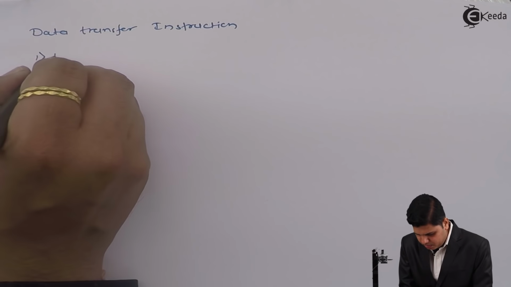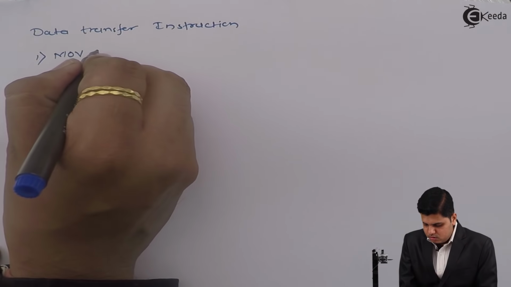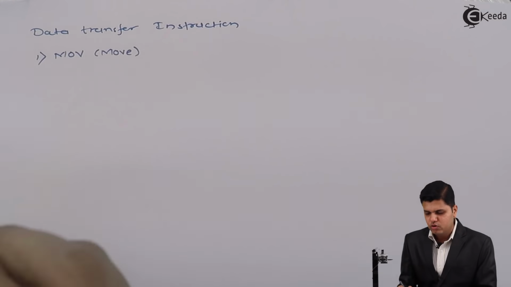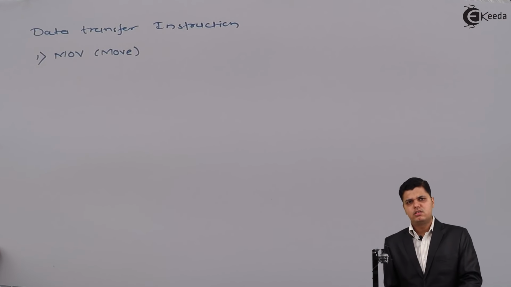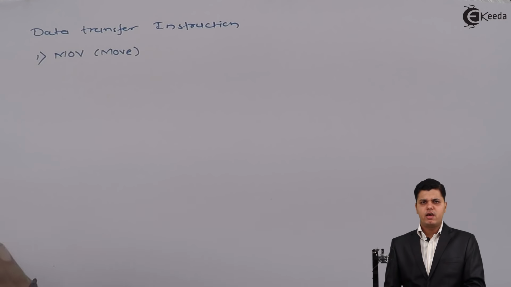So first is MOV. MOV is the mnemonic for that instruction, and the instruction is named as move. What this instruction does is copy the contents of the source, whether it is a memory or an immediate data or a register, to the destination. In the destination we can have a register or memory depending upon the instruction. As the name indicates, it moves, but actually it copies the contents from source to destination.